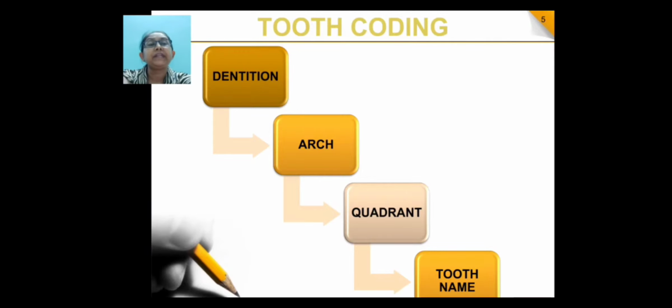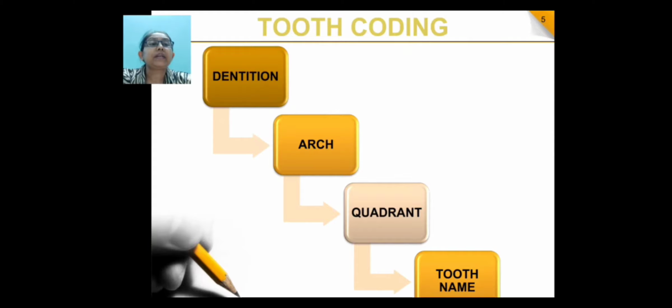Now whenever we are identifying a tooth and naming a tooth, we need to have a specific pattern which has to be followed. It is followed in this format: dentition, arch, quadrant and tooth name. So whenever you are going to identify a tooth, we first of all identify the dentition, whether it is a primary dentition or a permanent dentition. Then we name the arch, that is whether it is a maxillary or mandibular arch. Then comes the quadrant, that is the right or the left side, and then the tooth name.